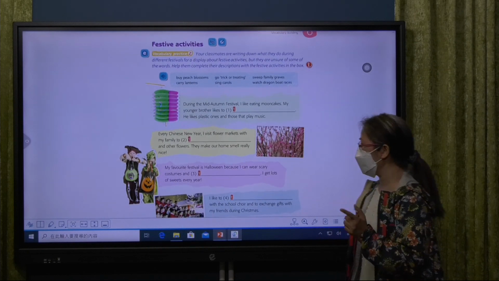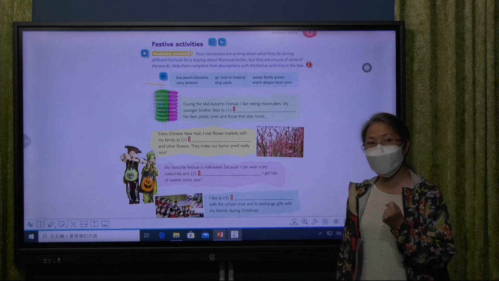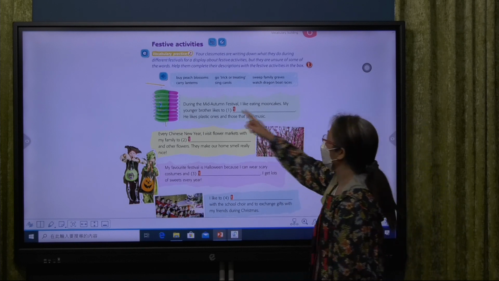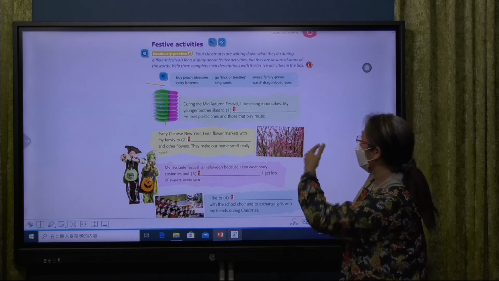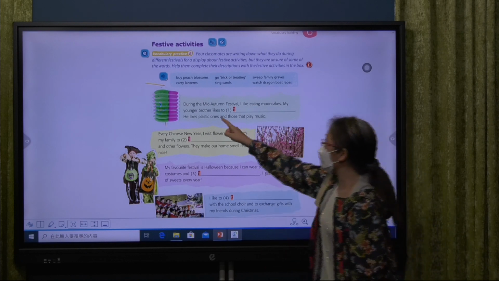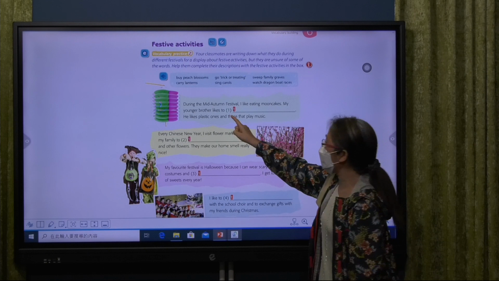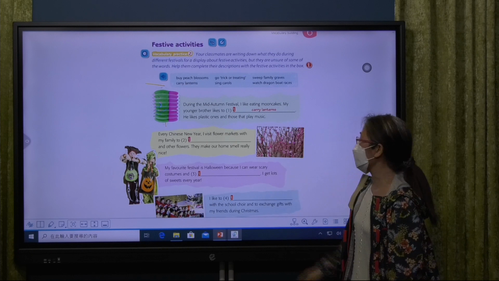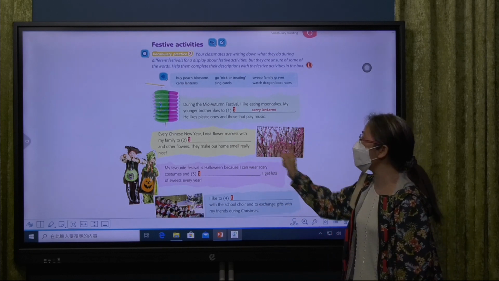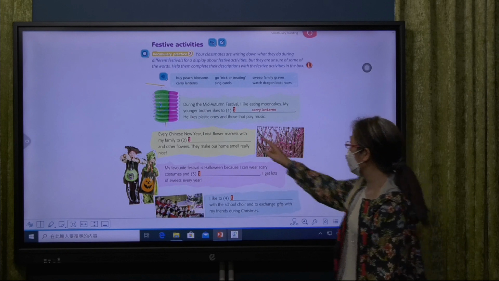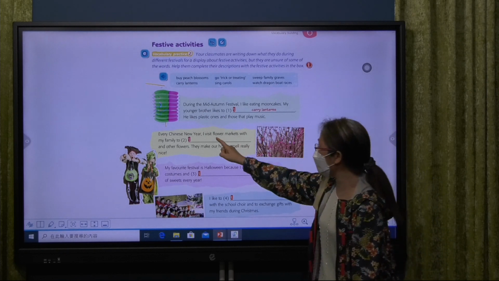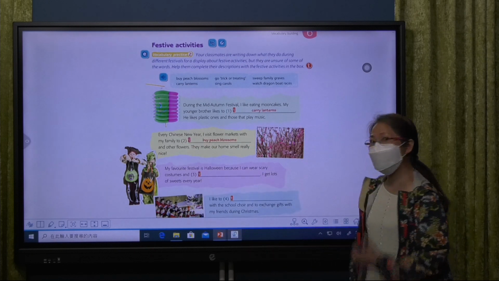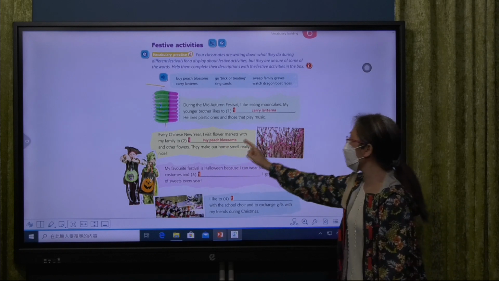Open your book and turn to page 39. You are asked to finish these two pages at home, right? Let's check the answers. Okay, what do you do at Lantern Festival? Usually we like to carry lanterns. And how about at Chinese New Year? What do we usually do? Okay, usually people visit flower markets. And what do they buy? They buy peach blossoms.